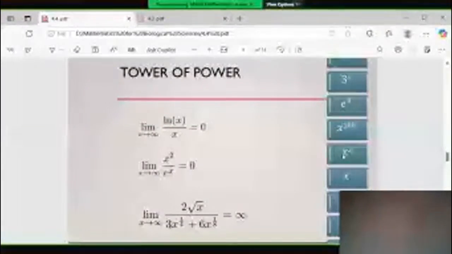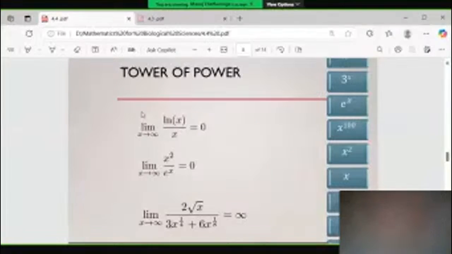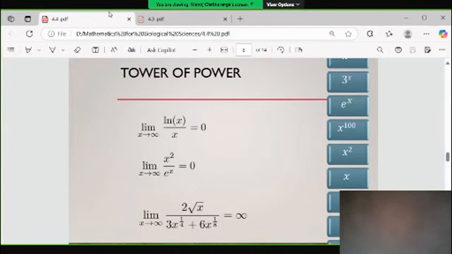So ratios of functions from different levels give us either 0 or infinity, and ratios of functions from the same level will give us some finite limit as x goes to infinity. Is it clear so far?